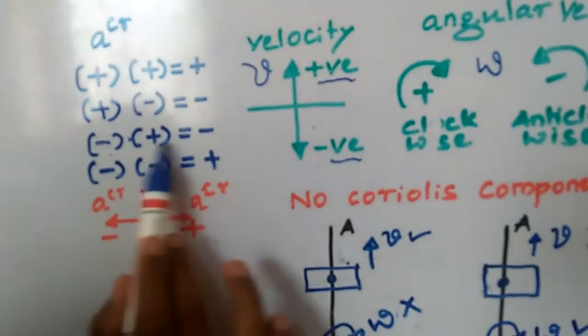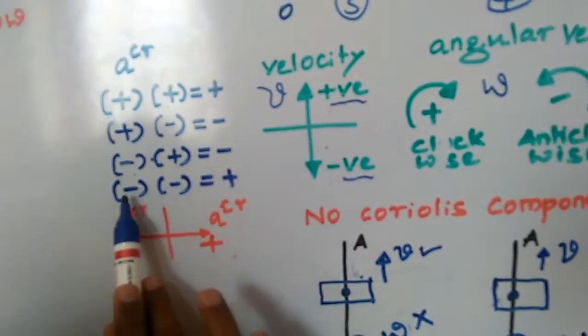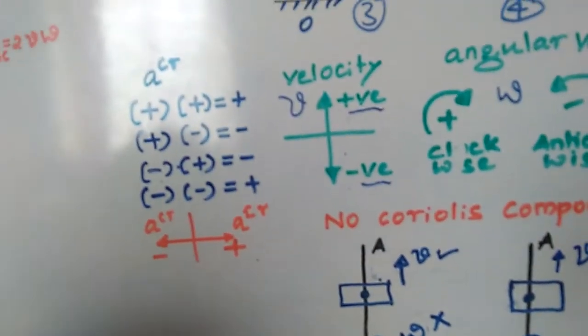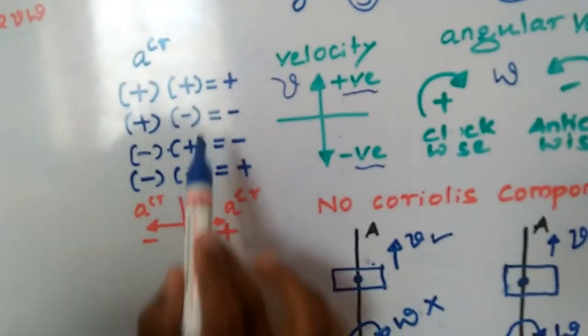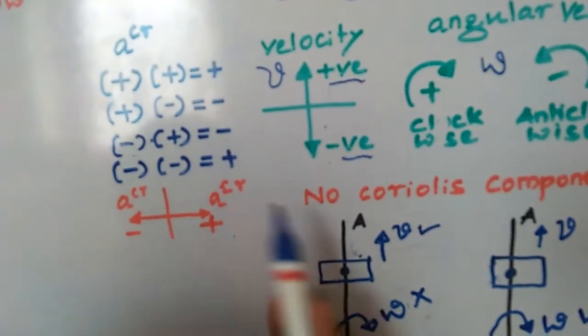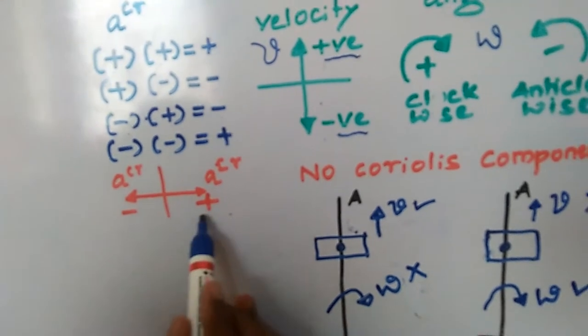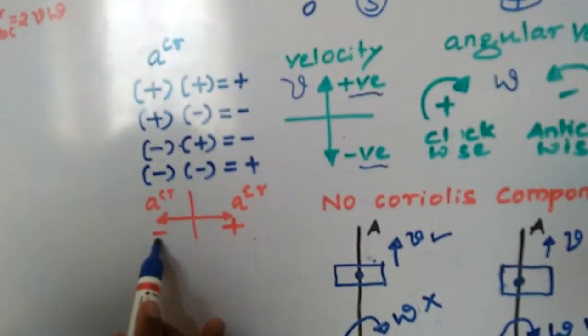Minus into plus comes as a minus. Minus into minus comes as a plus. This is algebraic multiplication; you have to use that concept. When it is plus, you have to take it as the right-hand side with respect to the link. When it comes as minus, you have to take it as the left, the negative.